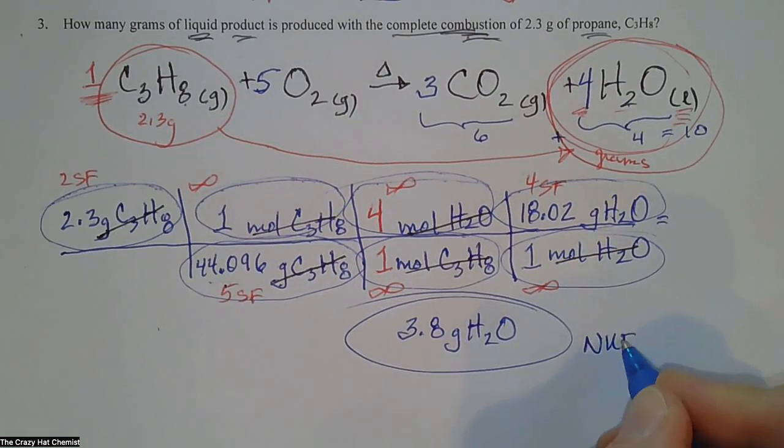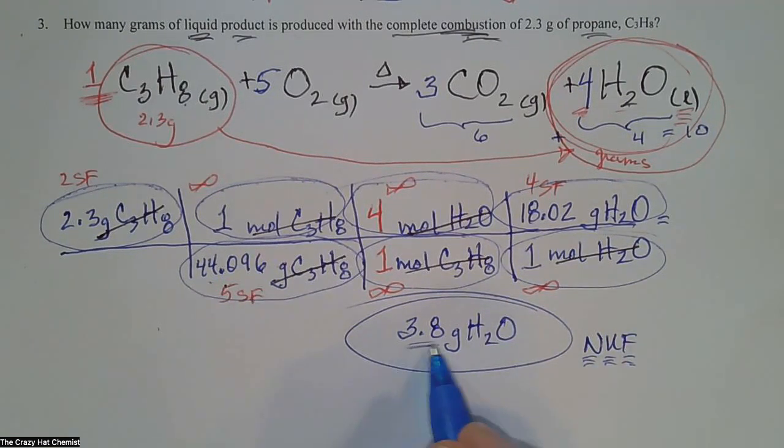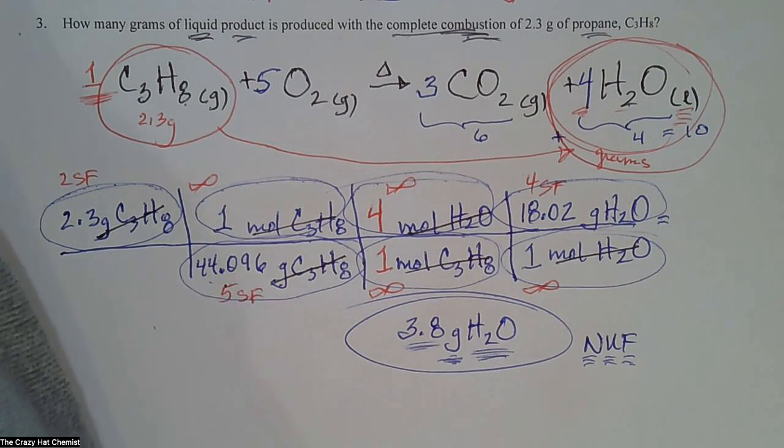NUF, N-U-F, that is number, units, formula. That's number, rounded correctly. Units, formula. Every correct answer in chemistry will have the following: number, units, and a formula. So make sure that you include that.